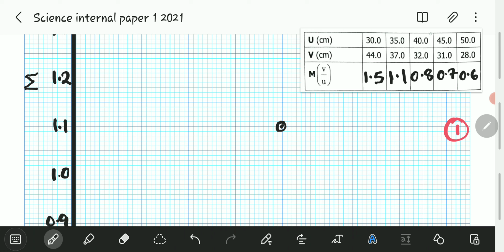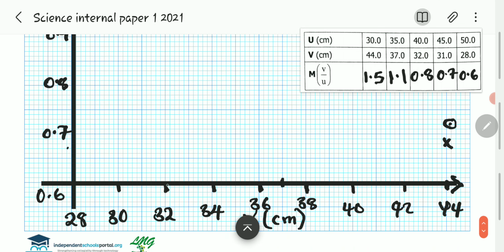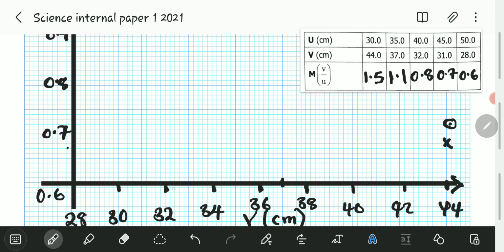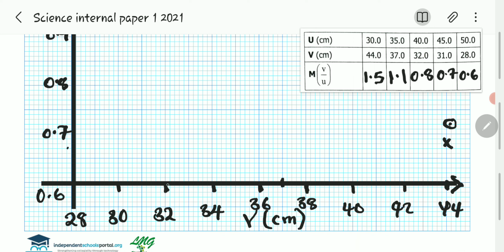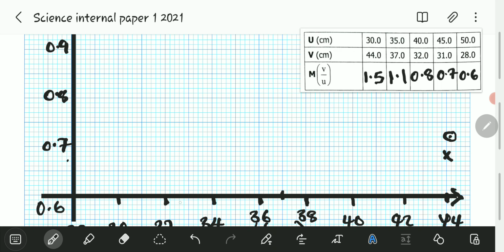Then the next point will be 0.8, 32. So 32 is here, and it is going with the 0.8. So 0.8 is right here. So 32 is here, 0.8 is there, okay.